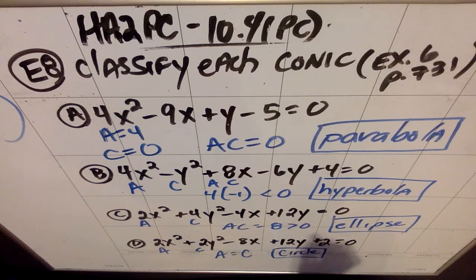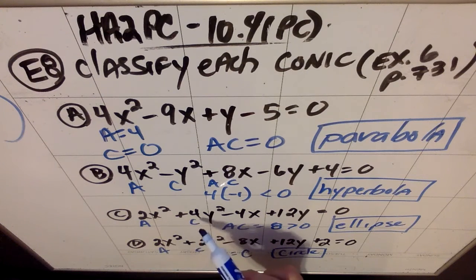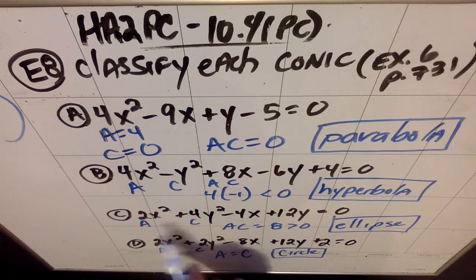So if they have the same sign, it could be an ellipse or it could be a circle. If they have the same sign and different numerical values, then it's an ellipse. If they have the same sign and the same numerical value, then it's a circle. So that's it for classifying.